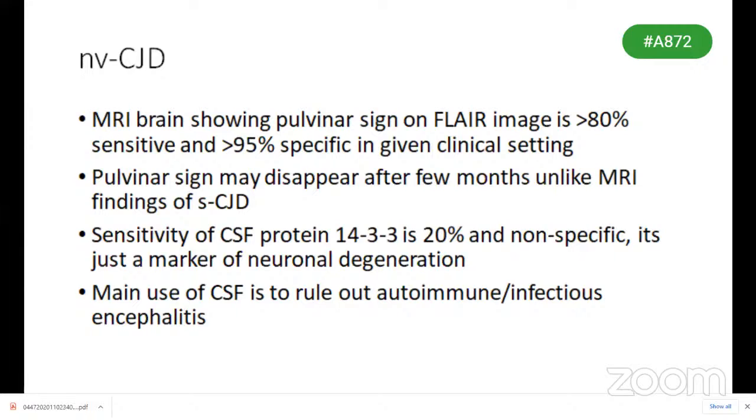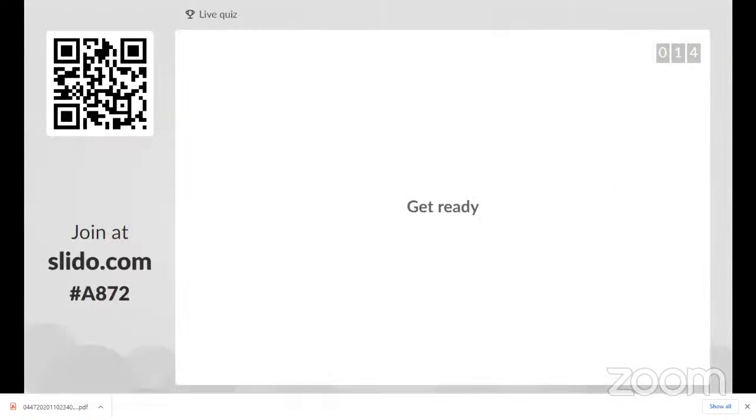EEG may show abnormality, but the characteristic EEG abnormality is not seen with nvCJD, it is more with sporadic CJD. So remember, the most important test for the diagnosis of newer variant of CJD is probably doing MRI. We are talking about newer variant of CJD here, not the sporadic CJD. Again, a little tricky question. Please get ready.